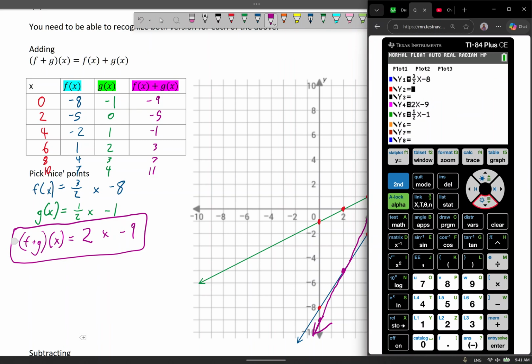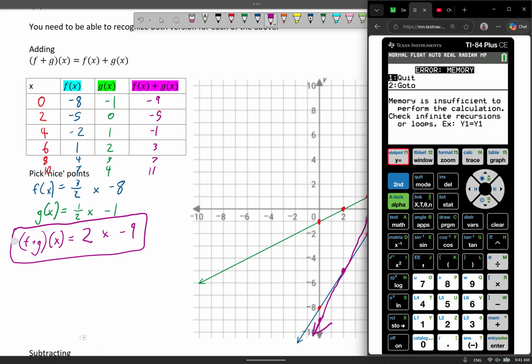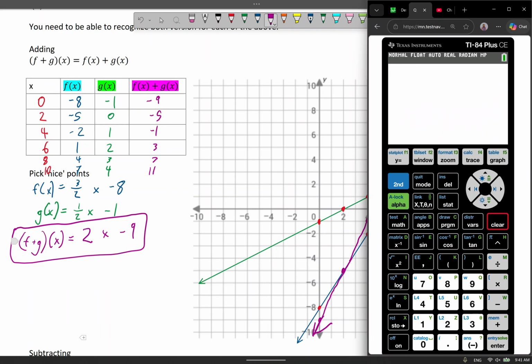But we could go to the red one and we can use something called vars, which stands for variables. It's right over here on the calculator, right underneath the arrow keys. So we're going to press vars and we're going to go y vars function y1 plus y vars y2. And so now what we're saying is that red one is going to be y1 plus y2. If we graph that, we're going to notice that, oh, that's a problem. I made a mistake.